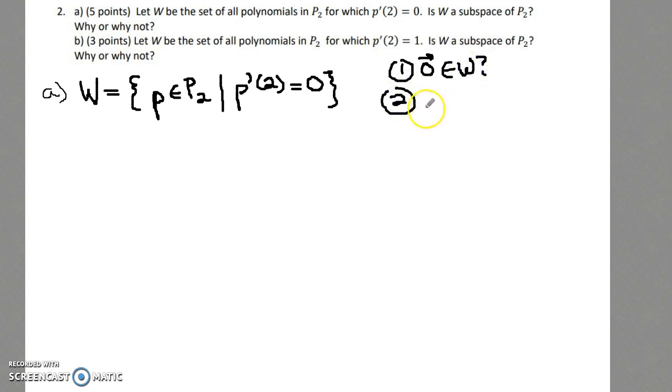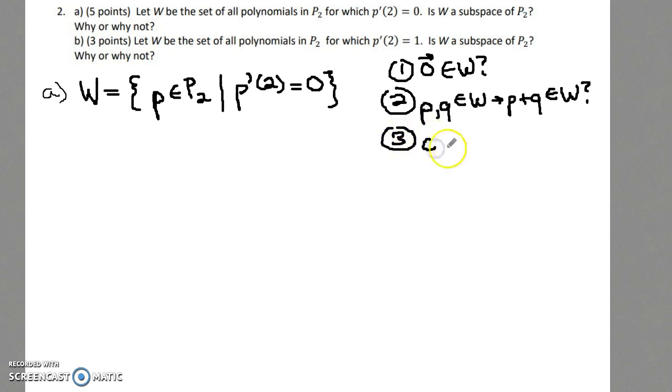To prove something is closed under addition, you'd have to say: if I take 2 generic elements of the set, let's say P and Q, from W, and I add them, is that sum also an element of W? No matter what P and Q are, from just 2 generic elements, is the sum always in W? And then thirdly, is it closed under scalar multiplication? If you take any number C times any polynomial from W, is that product contained in W?